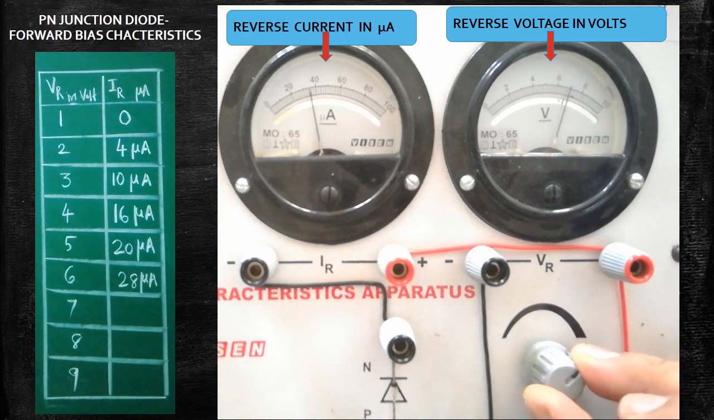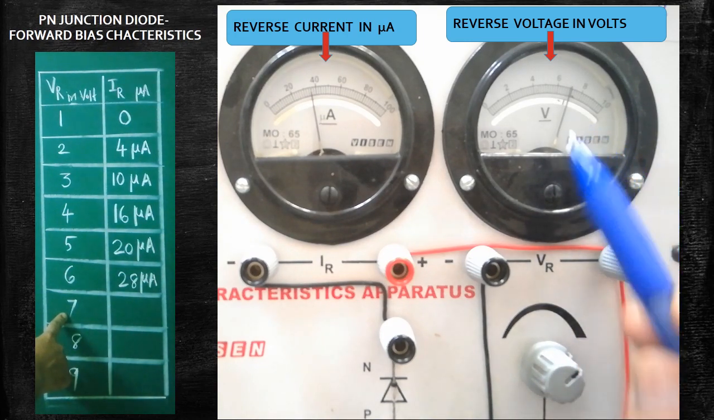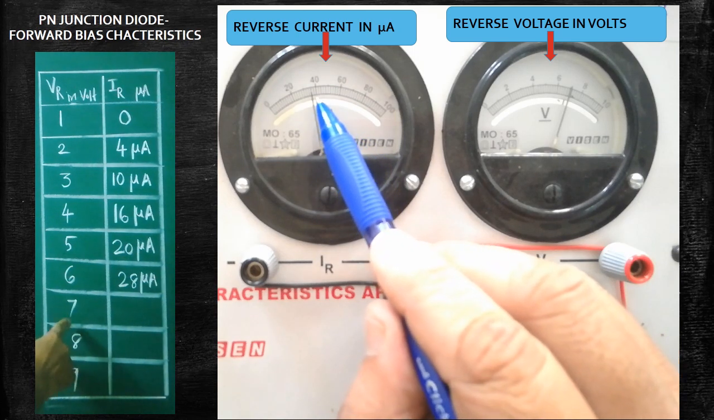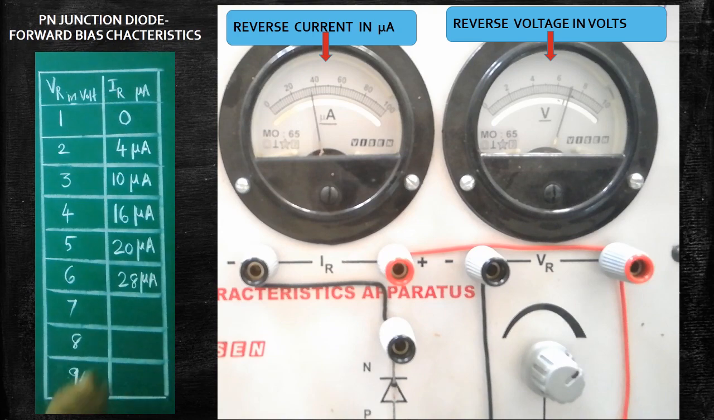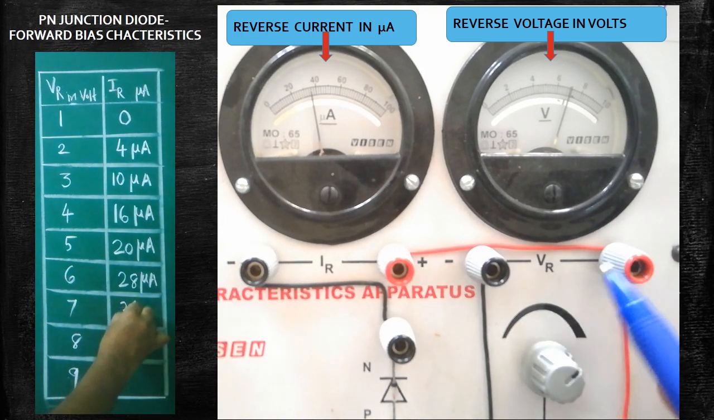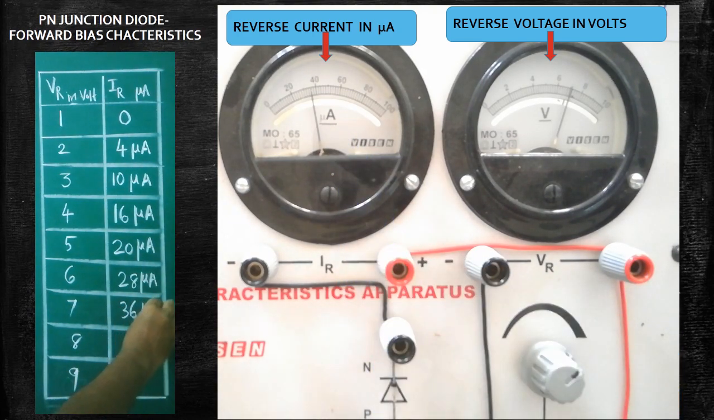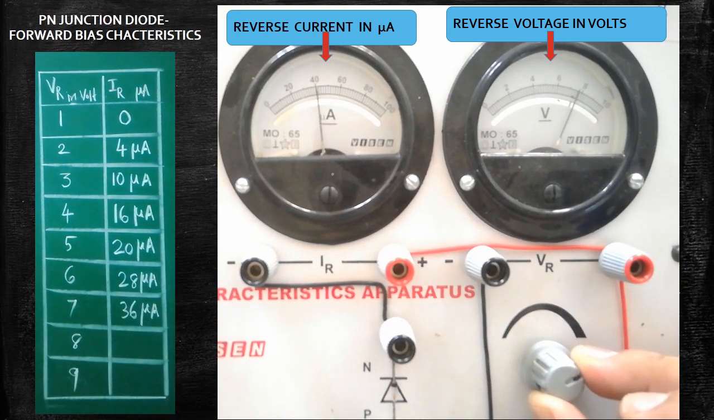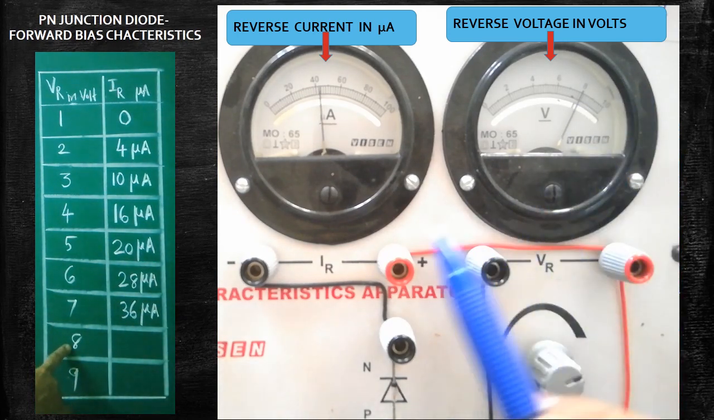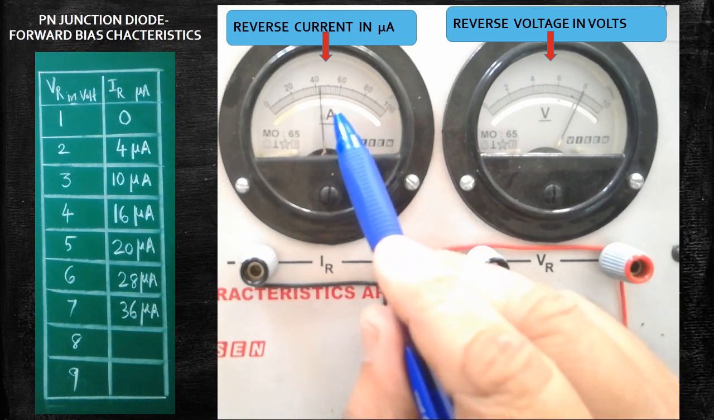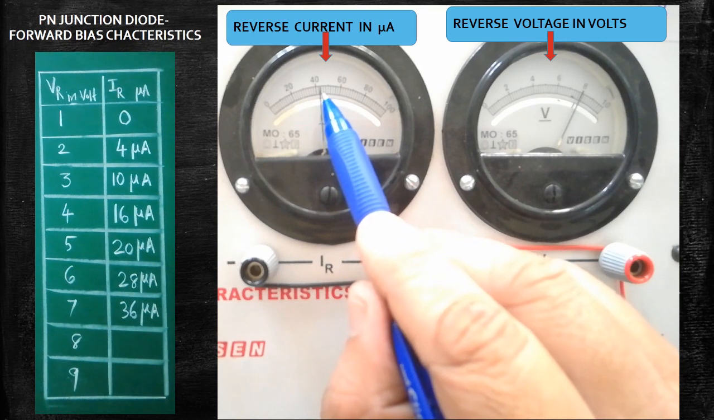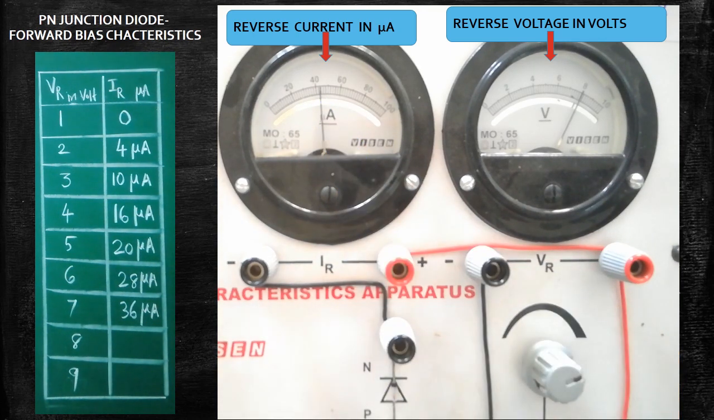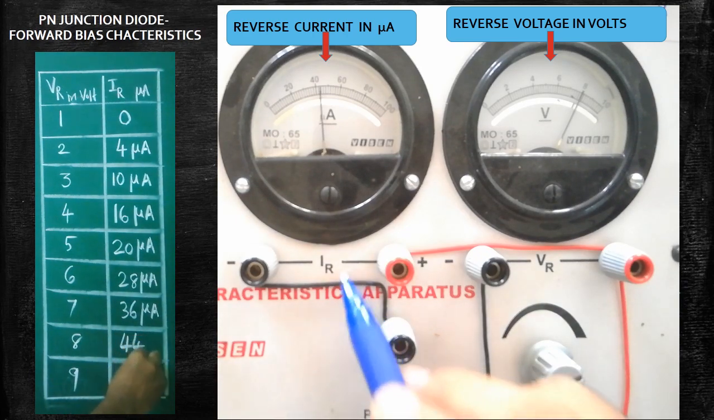For 7 volt, VR is 7 volt. What is the reading here? It is very close to 40, but it is exactly at 36. For 7 volt VR, the IR value is 36 microampere. For 8 volt, VR is 8 volt. What is the value of IR? It is in the second division. 20, 40, it could be taken as 44. So, 44 is the microammeter reading, the IR value.